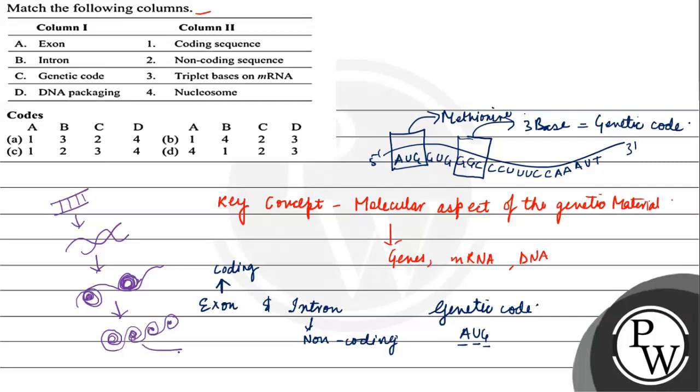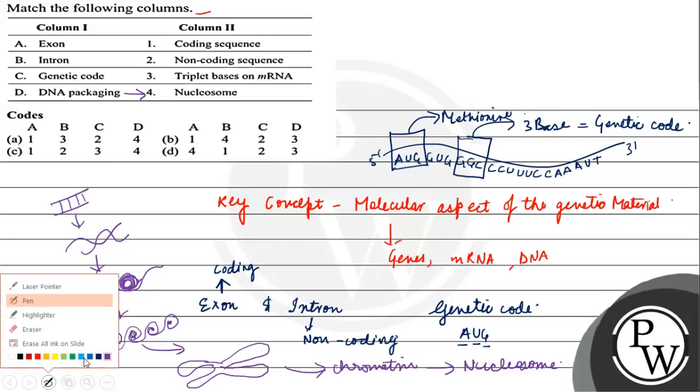In the same way, it will be forming a chromosome at the end, the most condensed form. It will be forming a chromatin. It is found in nucleosome. So, DNA packaging talks about the nucleosome. Let us look into it and match the options.